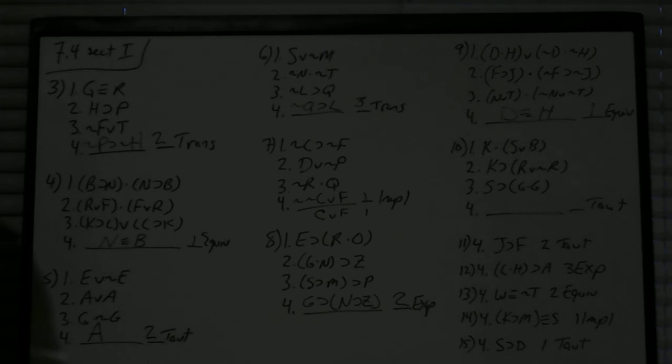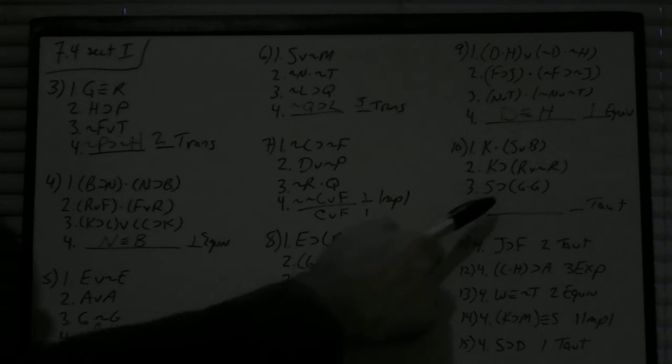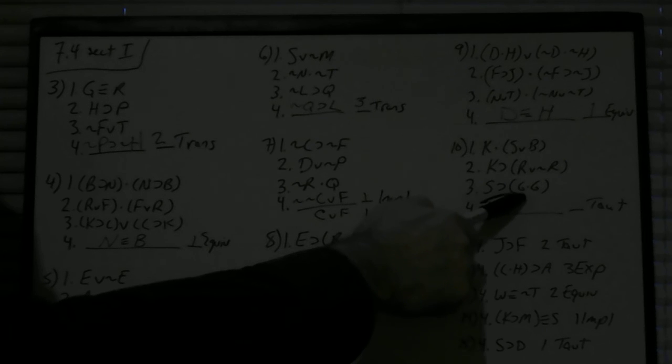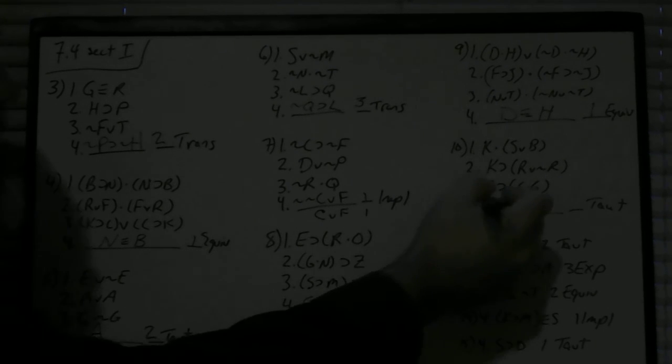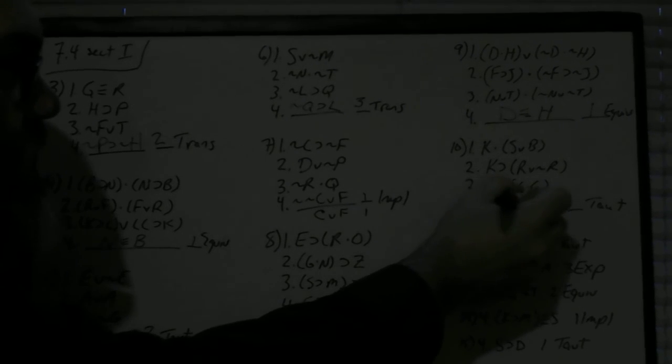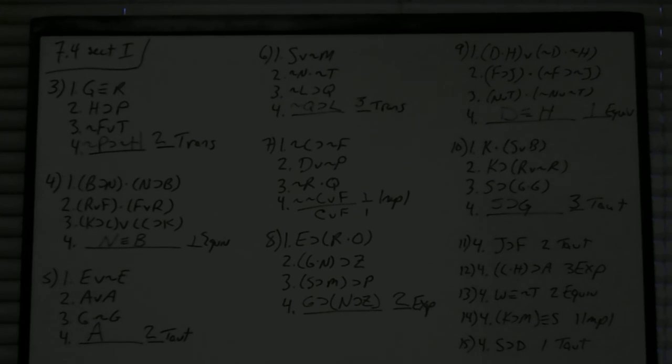In 10, we've got K and S or B, K then R or not R, S then G and G, and they want us to use a tautology. Again, tautology is the same letter joined either by the dot or the wedge, and you've got that here in line 3, G and G, so this becomes just S then G from line 3 through a tautology.